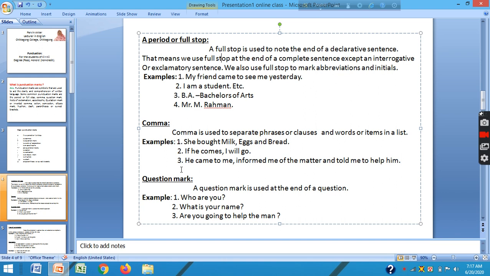Question mark. A question mark is used at the end of a question. For example, who are you? What is your name? Are you going to help the man? That means we use a question mark at the end of a question, including a mini or tag question.